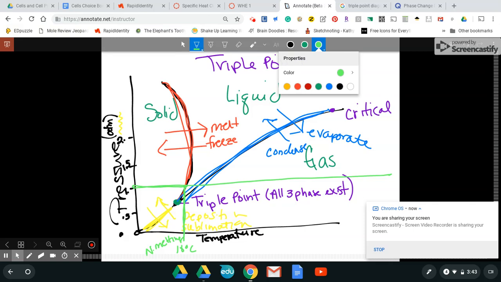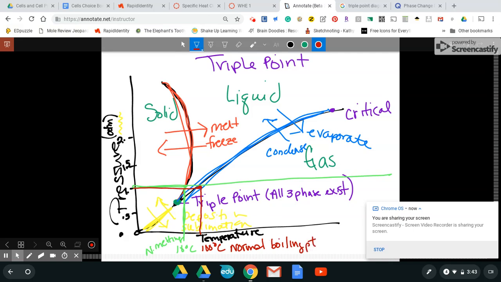So it would make sense then that my normal boiling point would be the same thing. So my normal boiling point, here's atmospheric pressure, but this time I'm looking at where it meets this line of equilibrium from liquid to gas. And I would draw this down, and let's just say that this is 100 degrees Celsius. Okay, so this is my normal boiling point.